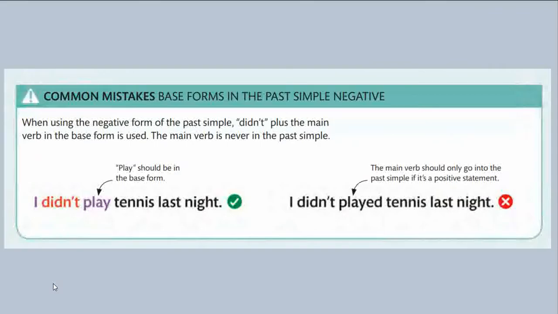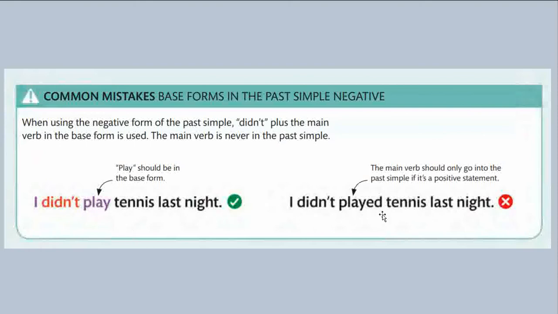Let us proceed. Now there's a common error or mistake that is often made by people when constructing the past simple in negative. When using the negative form for the past simple, didn't plus the main verb in the base form is used. If you forget to use the base form, then your sentence has an error. The main verb is never in the past simple. Now, I didn't play tennis last night. Play should be in the base form. That means no ed added to it.